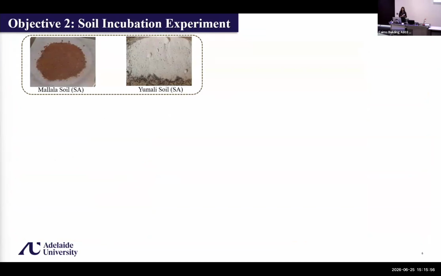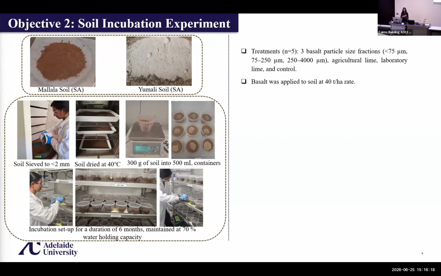How I did the incubation: I sieved the soil to less than 2 mm and dried it, and 300 gram of soil was incubated in 500 ml containers. I used 5 different treatments, in which 3 treatments are for the basalt with different grain sizes: less than 75 micron, 75 to 250 micron, and 250 to 4000 micron. Apart from these 3 treatments, agricultural lime, laboratory lime, which is pure calcium carbonate, and the control were used as standards.